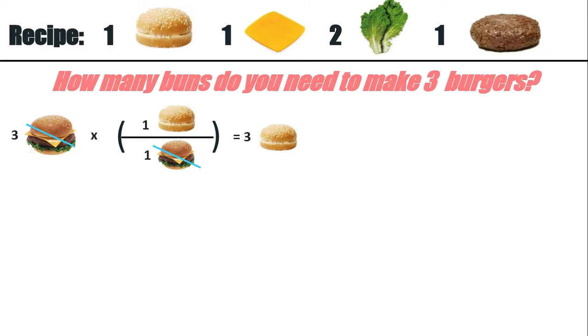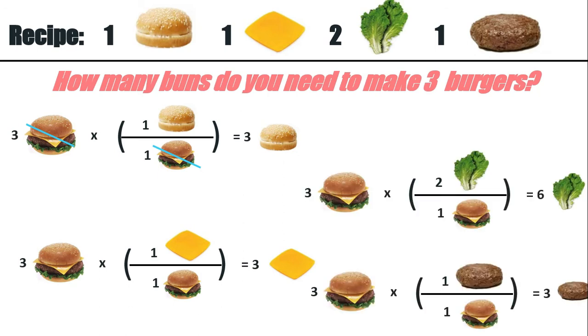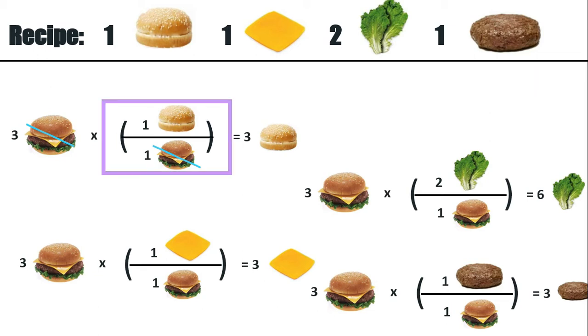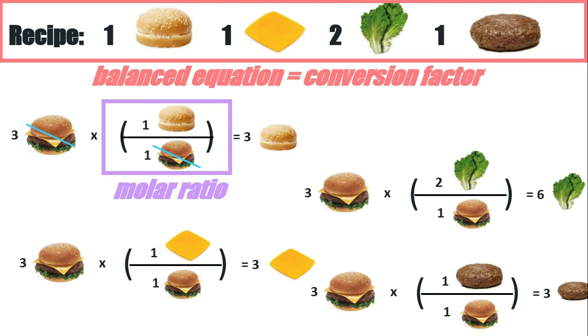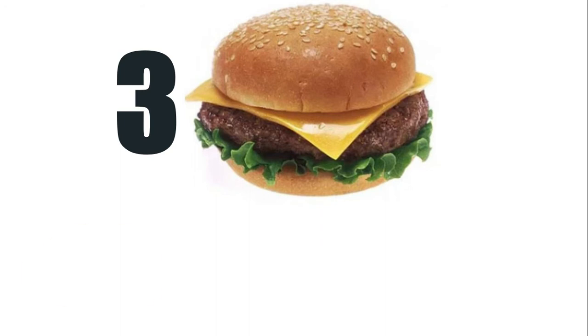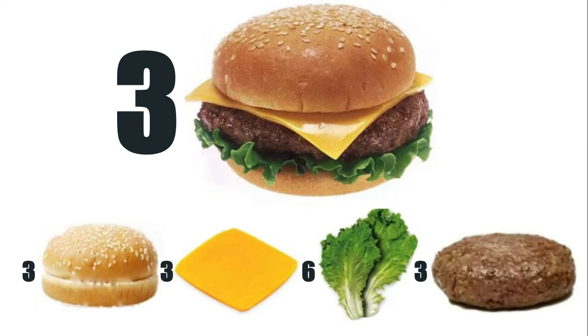Let's try this with the other ingredients. For cheese, three, and we will need six leaves of lettuce. And lastly, three burger patties. This ratio is what we call the molar ratio. And where do we get this? It's from the recipe. And we have said that the recipe is the balanced equation. So therefore, the balanced equation is the conversion factor. So to make three burgers, you will need three buns, three slices of cheese, six leaves of lettuce, and three burger patties. We will try this concept on chemicals in the exact same way.